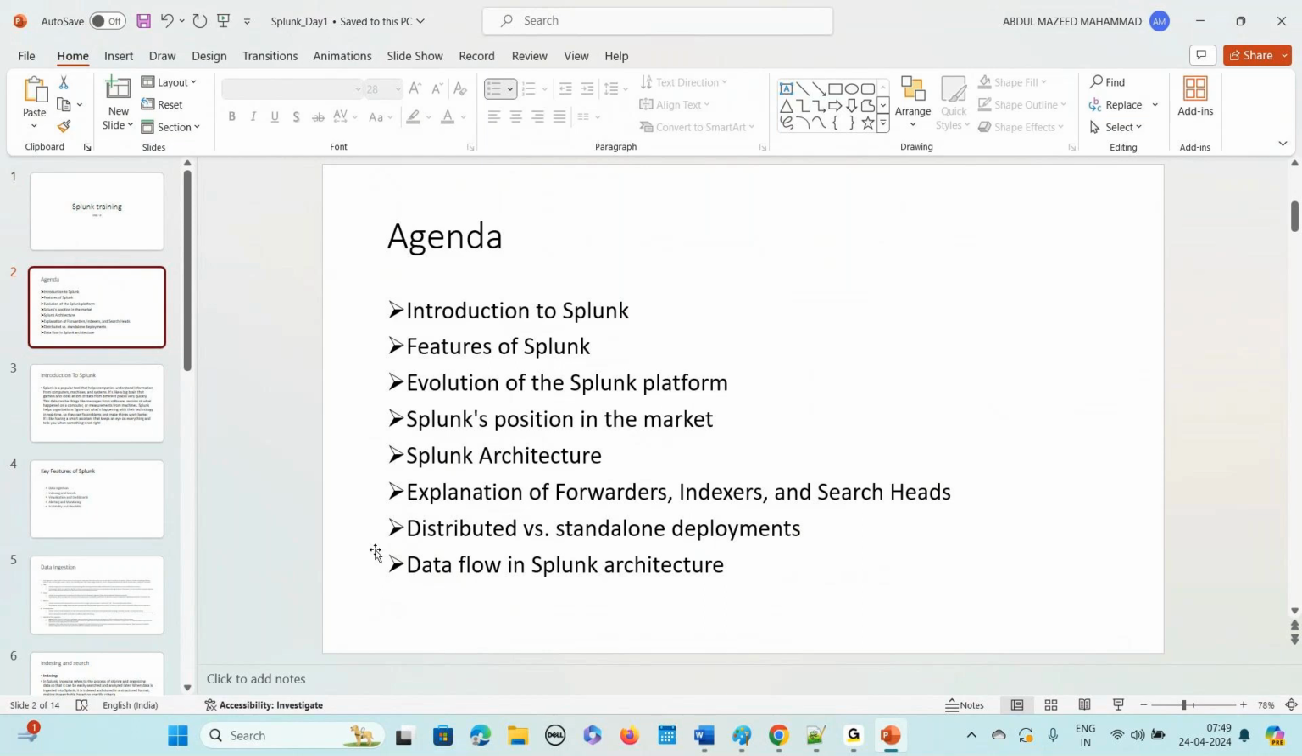What is SLA, SLO, and SLI? Do you know anything about SLA, SLO, and SLI? Service level agreement, service level objective, and service level indicators. Very good, good answer. I am happy to say.